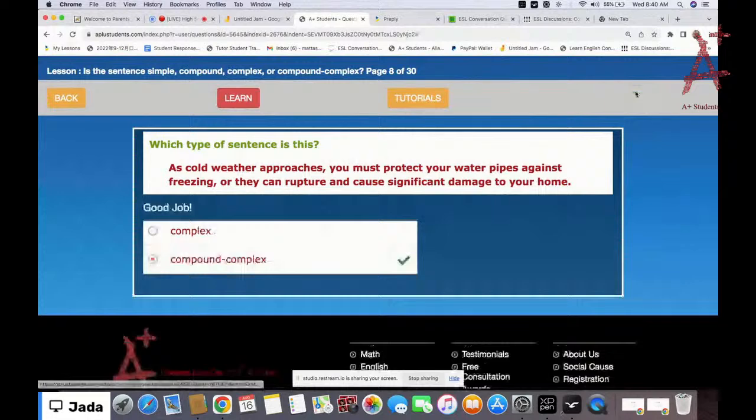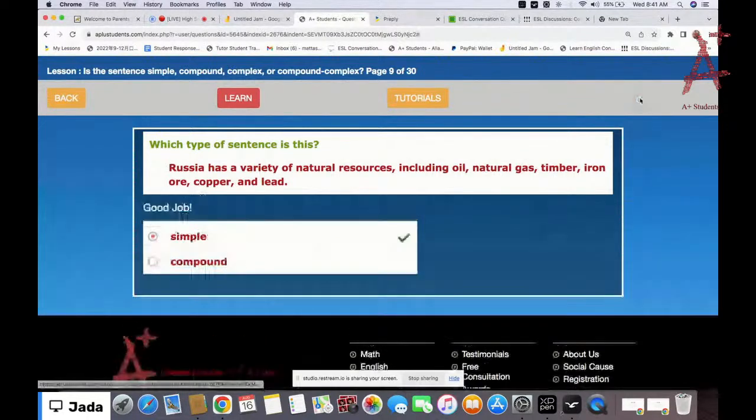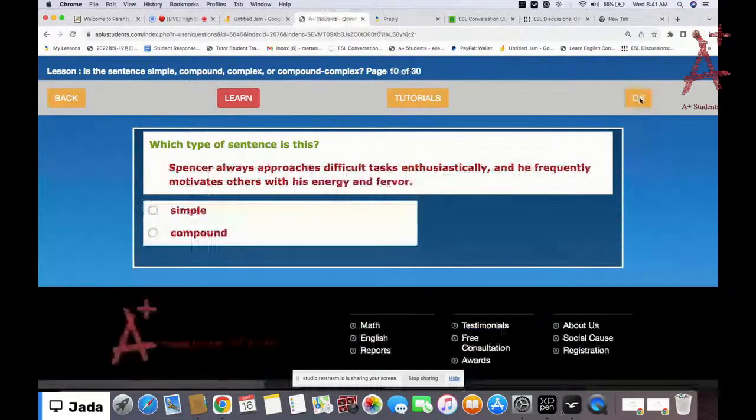Okay, Russia has a variety of natural resources, including oil, natural gas, timber, iron, or copper and lead. So is it going to be simple or compound? So we just click on simple. So basically, this is everything for the simple, compound, complex, or compound-complex. So I do hope that you understand this.